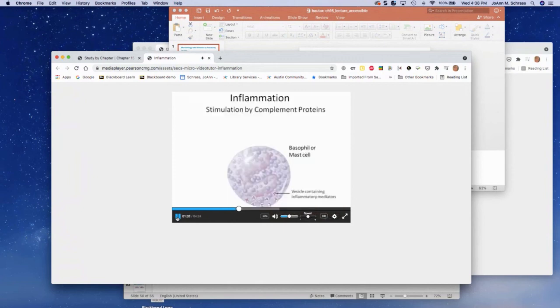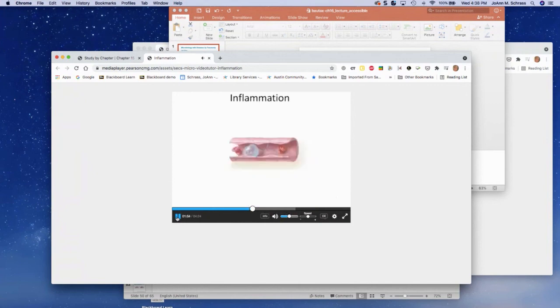Basophils and mast cells are filled with vesicles that contain inflammatory mediators. Certain proteins in the blood that are produced following infections, particularly complement proteins C3a and C5a, attach to receptors on the cytoplasmic membranes of basophils and mast cells. This causes the vesicles to release their contents. Now let's examine the effect of these inflammatory mediators on a blood vessel.